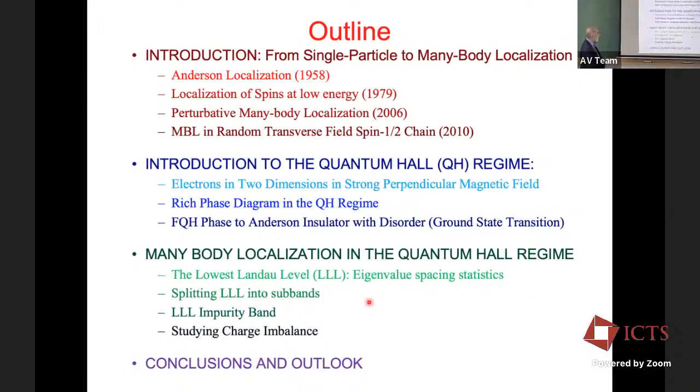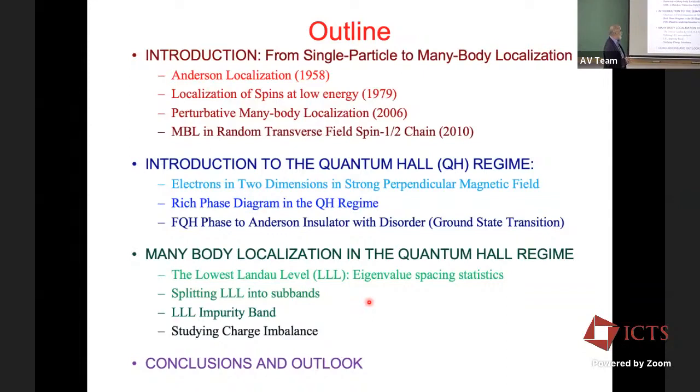I'll very briefly summarize this very rich phase diagram that I showed you in the previous slide, and then talk about one thing that you can do when you disorder such a system, which is a transition from a fractional quantum Hall phase, which is a topological phase, to an Anderson insulator. It's a transition in the ground state of the system, so that's still not much to do with many body localization. But then we will finally talk about many body localization in the quantum Hall context.